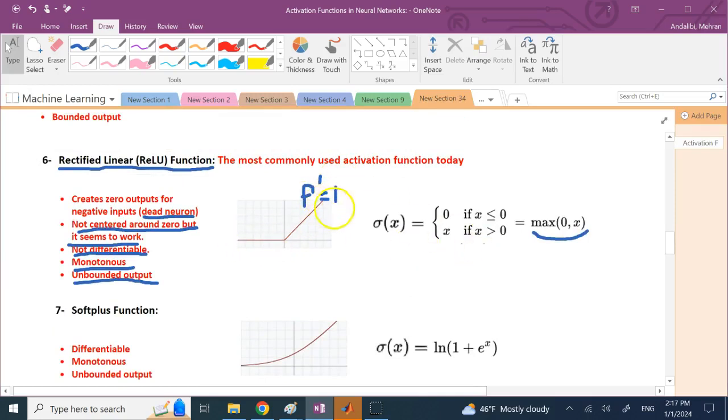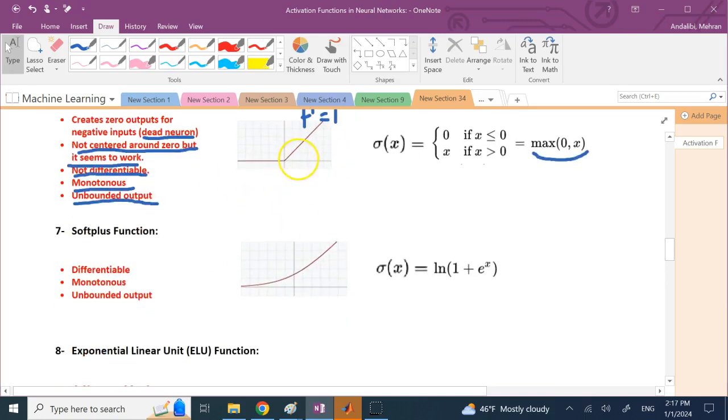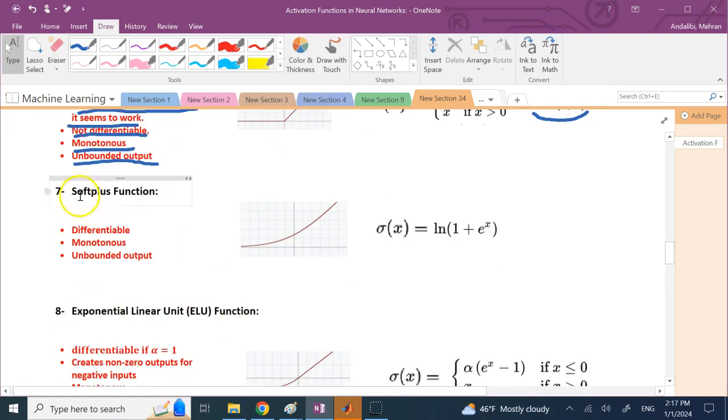It doesn't suffer from the vanishing gradient, but it's not continuous, and it has this dead output, right? No output for some. So can we improve on it? Yes. So here in the following are some functions that have been proposed to compensate for that. One of them is called the softplus function, which is the natural log of 1 plus exponential of x.